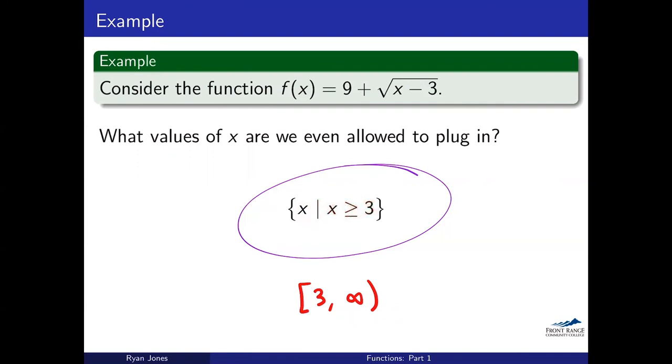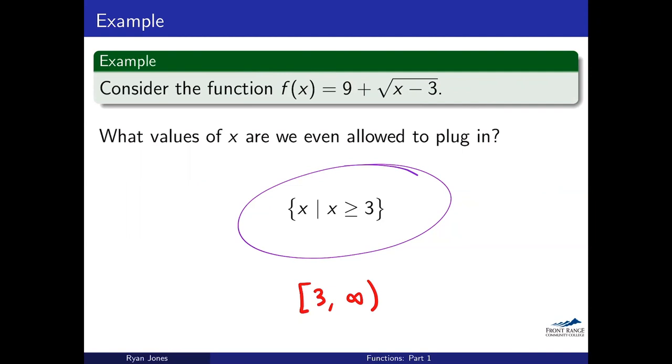I'll say that again as I highlight these letters. x such that, that bar means such that, x is greater than or equal to 3. And there we go. Those are the x's that we're allowed to plug in here. And so that's great. That's wonderful. We've got this idea of what x's I'm allowed to plug in. Keep that in the back of your head.